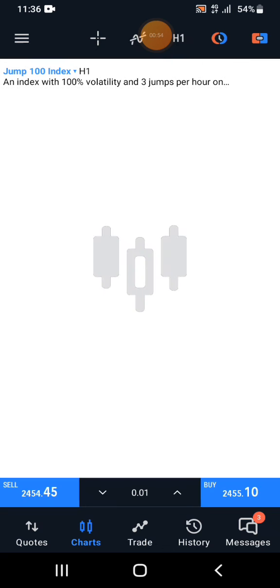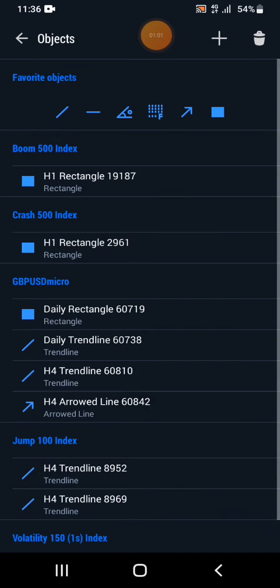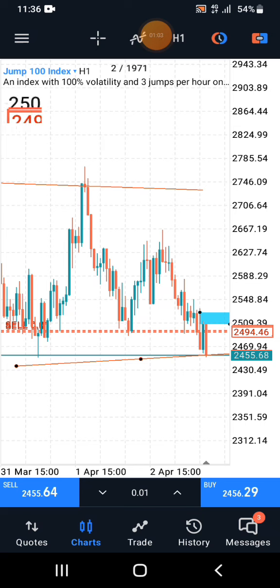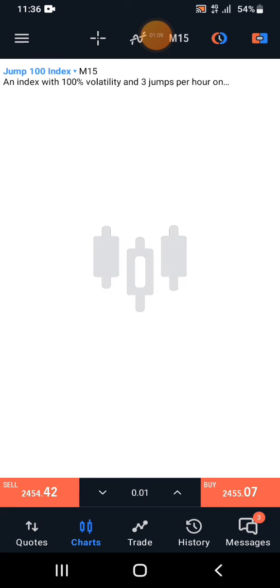I was following, I was waiting for the market to do a retest. So as you can see, the market was doing a very nice retest on this order block right here. Then I took my sell trade after I saw a reversal on 15 minutes.